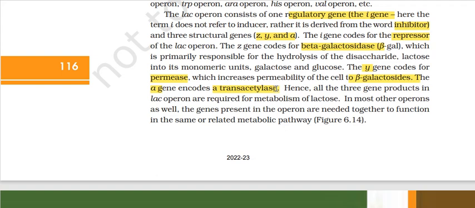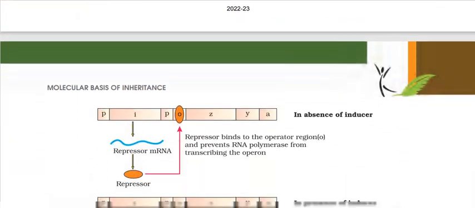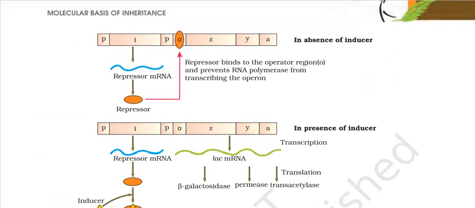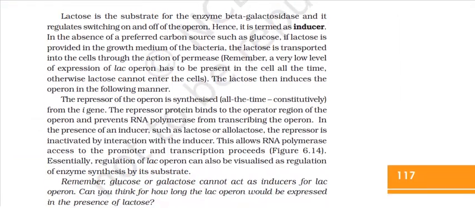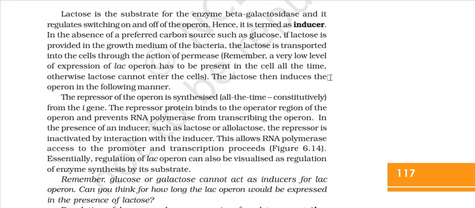ये हम एक certain transcriptional unit ले रहे हैं यहाँ पे, जिसमें हम lactose metabolism देख रहे हैं. In most other operons as well, the genes present in the operon are needed together to function in the same or related metabolic pathway. So they have to work in a coordinated way in order to metabolize the lactose that is given. अब यहाँ पे आप will actually first read it out first. Lactose is the substrate for the enzyme beta galactosidase and it regulates switching on and off of the operon. Hence it is named as inducer.